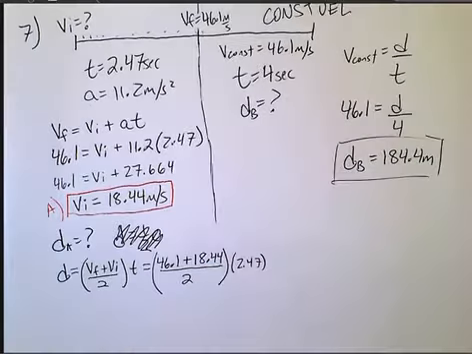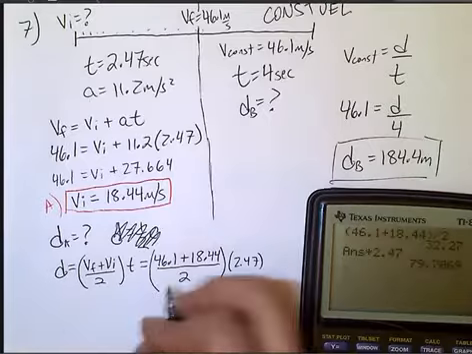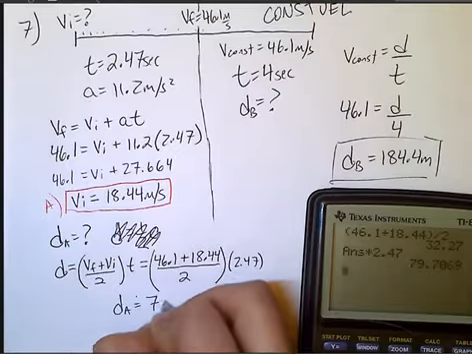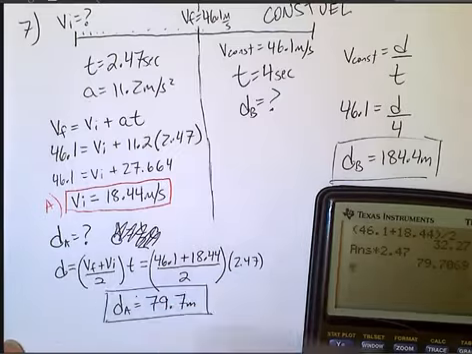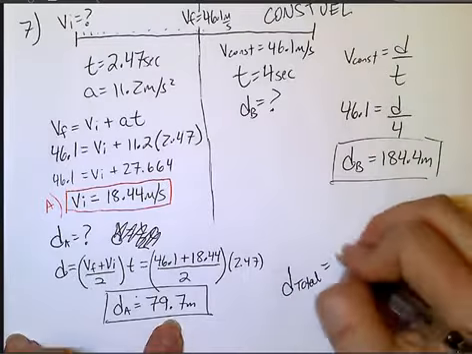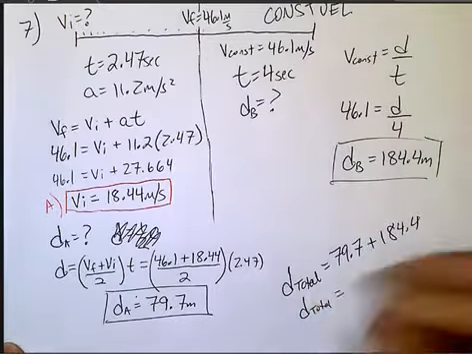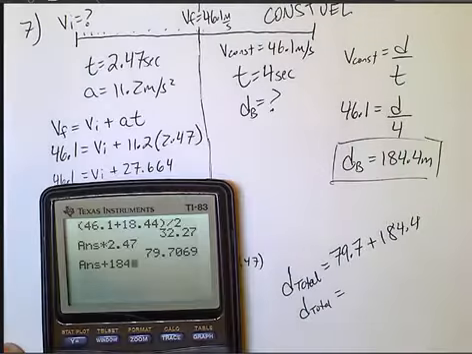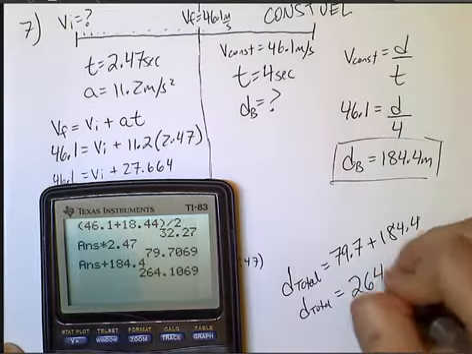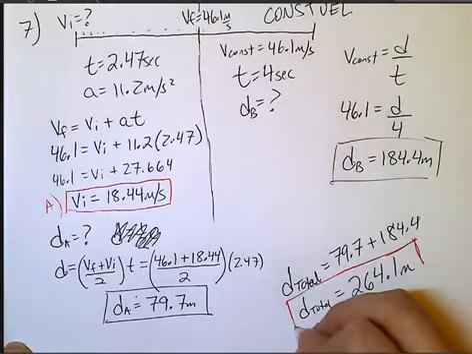If I do that all on my calculator, you want to make sure that you've got parentheses around the entire top. So I've got 46.1 plus 18.44 divided by 2 times 2.47. So the distance in this part. So it's really just two separate questions that are just being put together. So the total distance is going to be this 179.7 plus the 184.4, and the total is 364. That's the answer to part B.